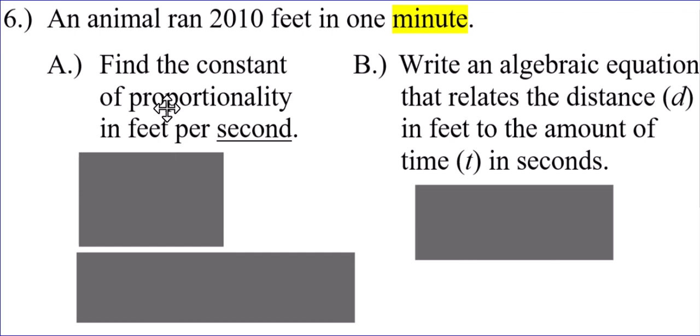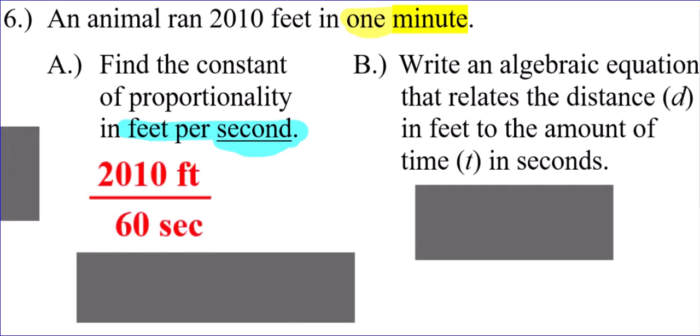Part A, find the constant of proportionality. Check this out. They want you to find it in feet per second. And I even underlined the word second. Now, why did I do that? Because they originally gave me 1 minute. Well, they didn't say feet per minute. They said feet per second. So you're going to have to do a conversion.